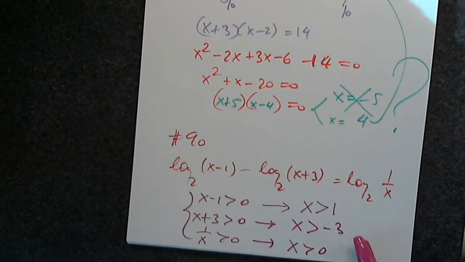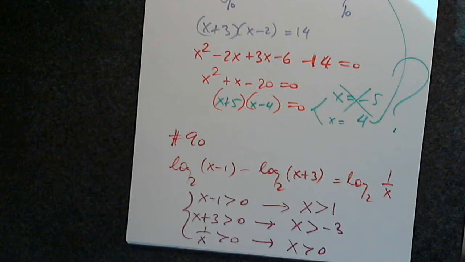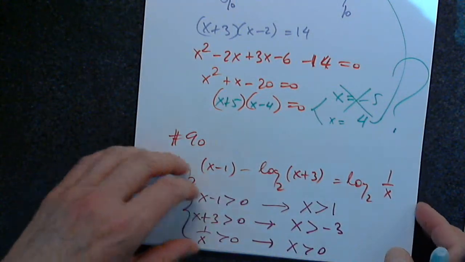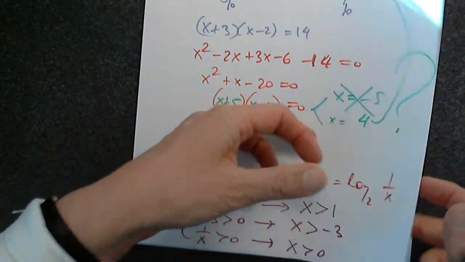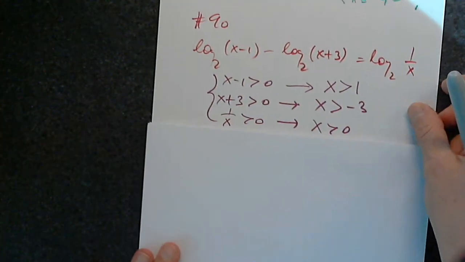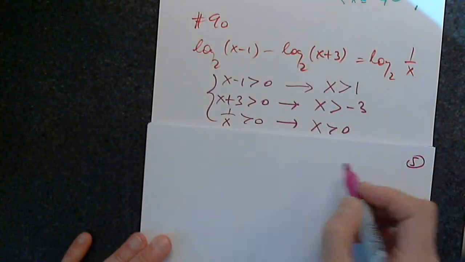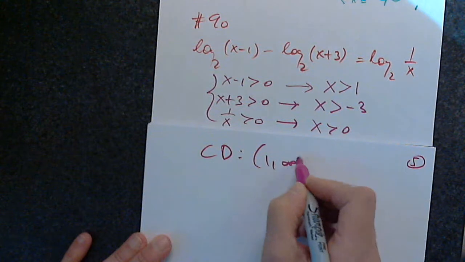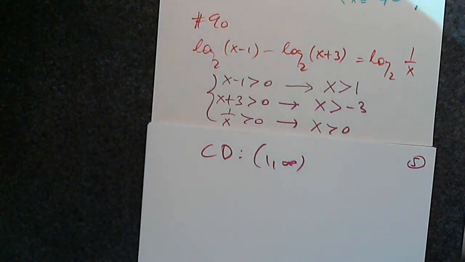So now, greater than 0, greater than 1, greater than negative 3. What do I pick? Where? Say it again. Excellent. Well done, Jody. Thank you. So common domain 1 to infinity. From negative 3 to your right, from 0 to your right, and from 1 to your right. Of course, 1 takes care of everything.